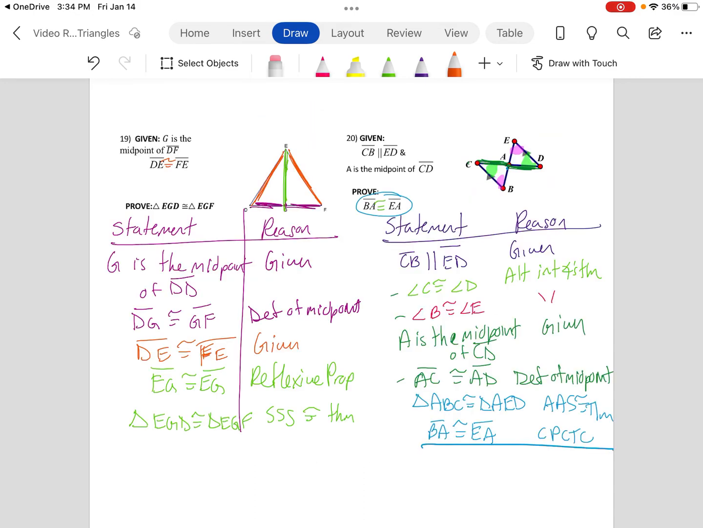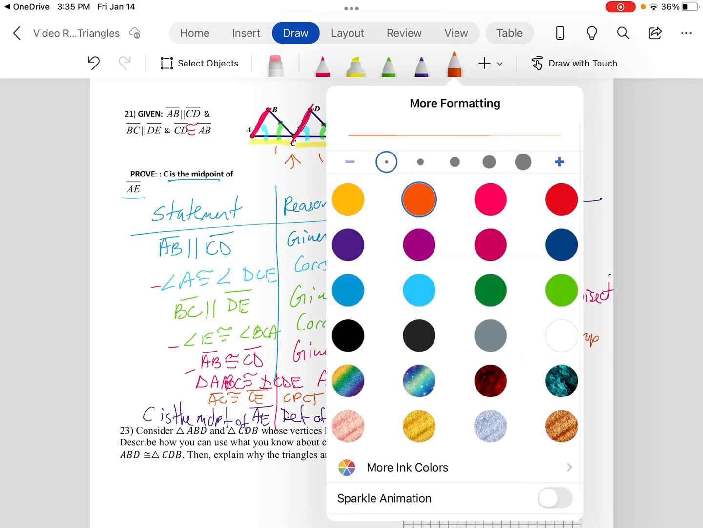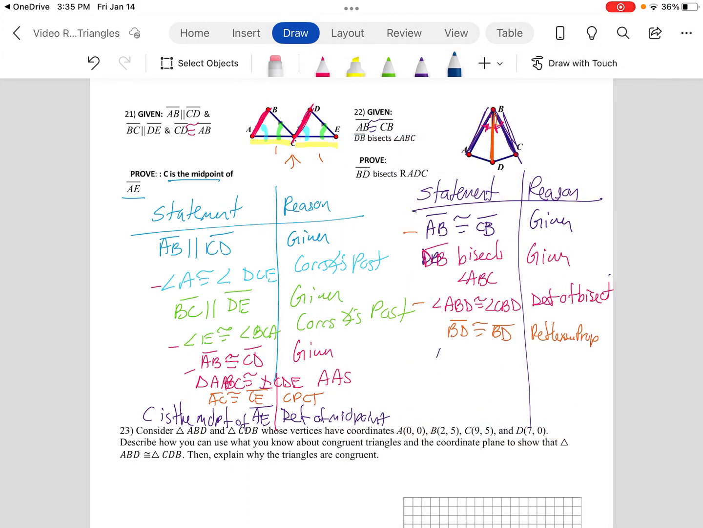Okay, so right now I have 1, 2, I need a third thing. And I look, good old reflexive property, BD is congruent to BD. Reflexive property, which is great because then I can say triangle ABD is congruent to triangle CBD by side angle side.